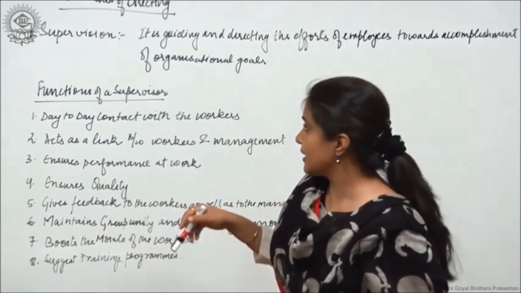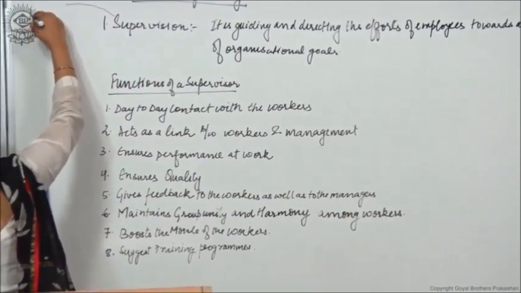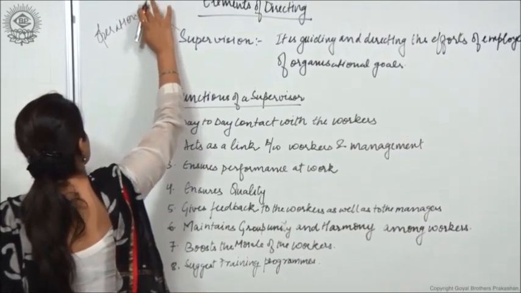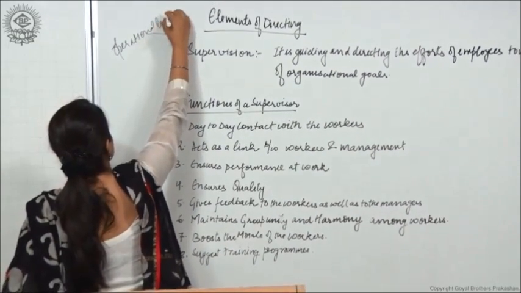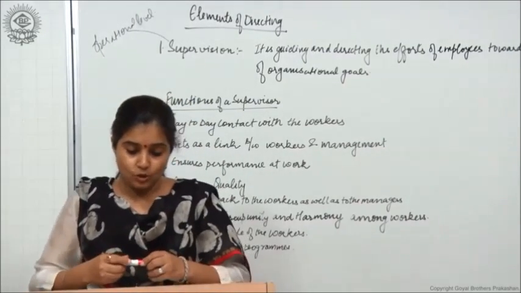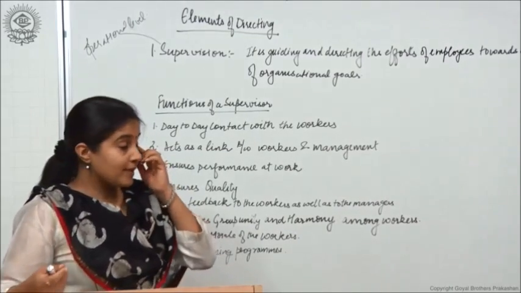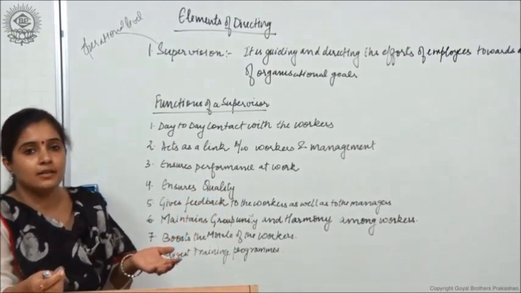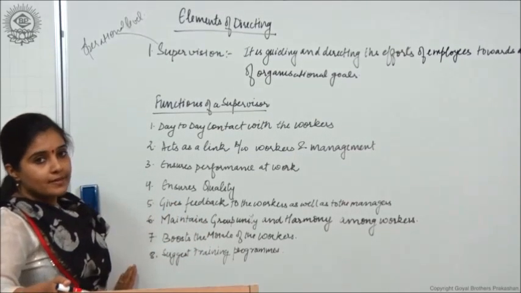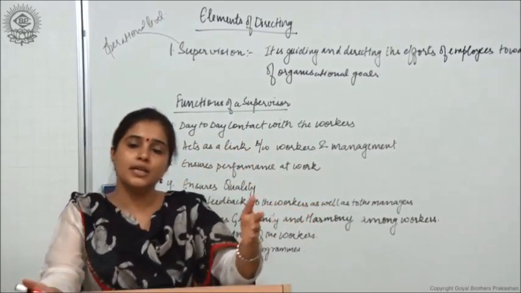Right? And this particular function of supervision is performed by the supervisor working at the operational level or supervisory level of management. Manager working at the supervisory or the operational level of the management, right? So basically he is the one who is in direct contact with the factory workers. There are different functions that a supervisor is supposed to be performing. The first function, day-to-day contact with the workers.